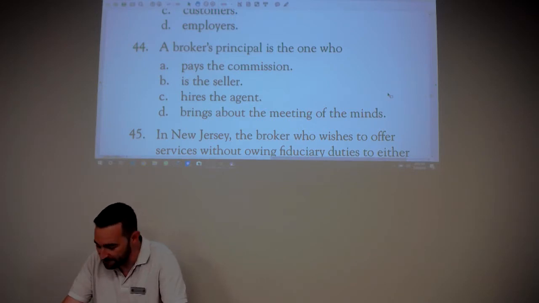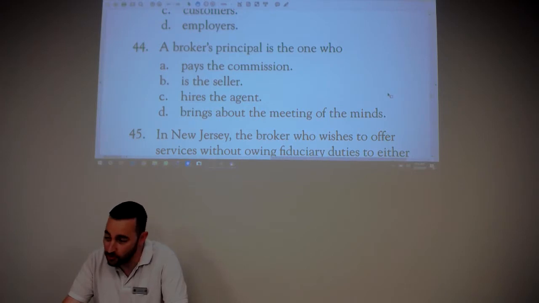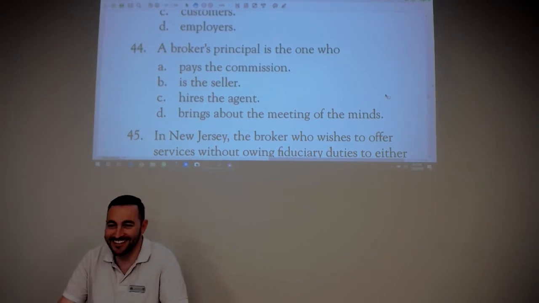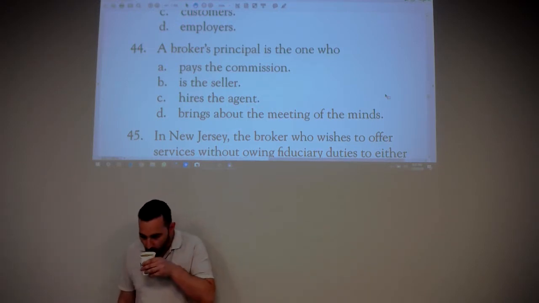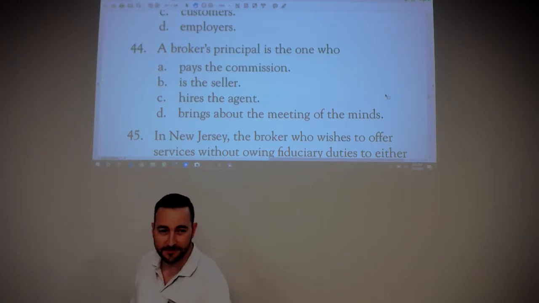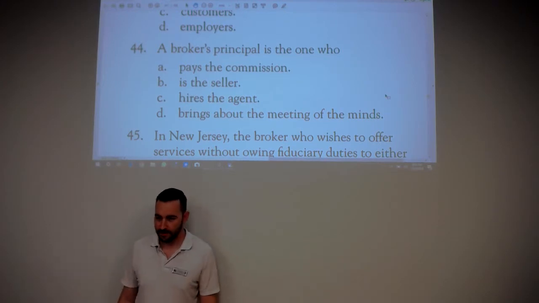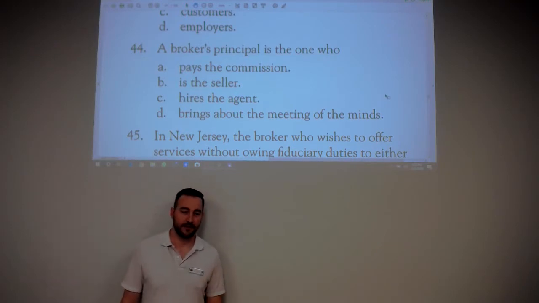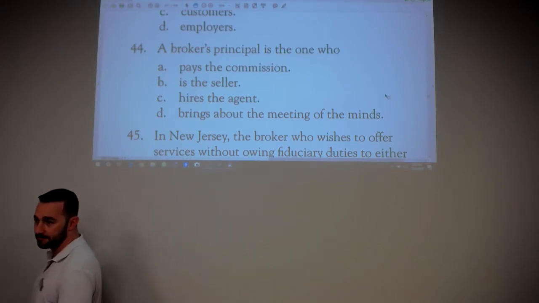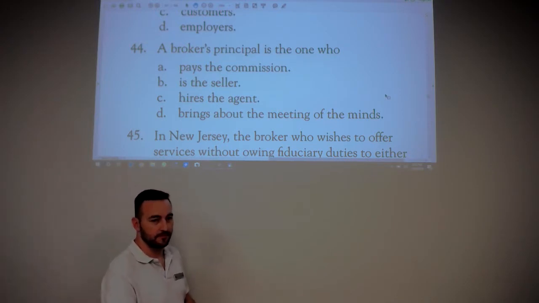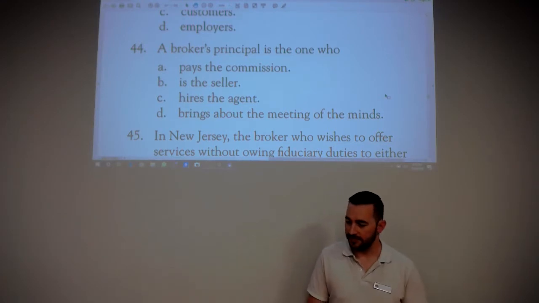All right, 44. A broker's principal is the one who, A, pays the commission, B, is the seller, C, hires the agent, or D, brings about the meeting of the minds. A. C. You couldn't wait for me? You weren't listening? 43 was C. I said D. We're on 44. Oh, okay. I said A. Paying the commission, it's not the broker's. Raise your hand if you say A. Raise your hand if you say B. Raise your hand if you say C. Raise your hand if you say D.